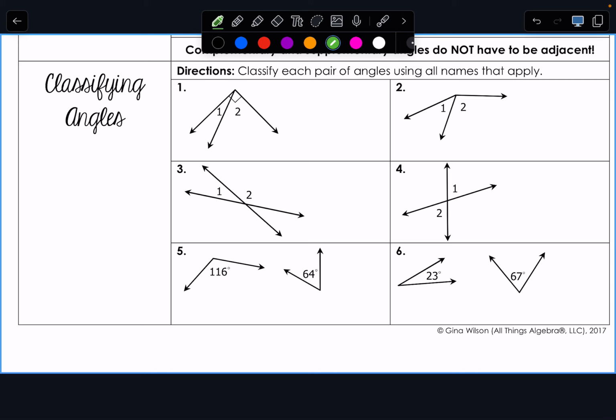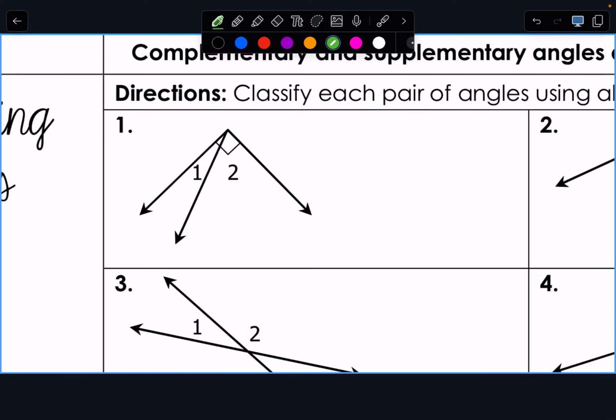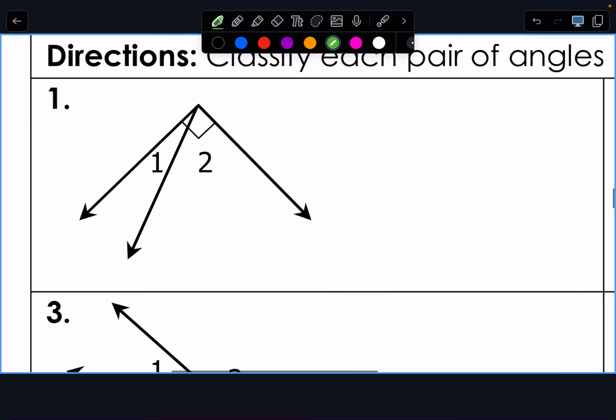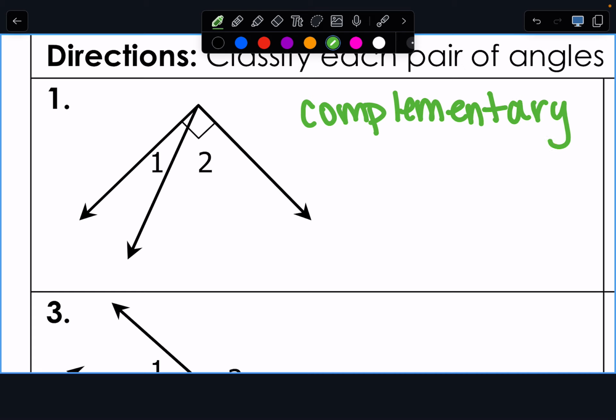You see my iPad? There it is. All right, let's look at number 1. Jacob Tanner, what did you write down on number 1? All right, Jacob wrote complementary. Do these two angles add up to be 90 degrees? Yeah, we know that because of this 90-degree angle.